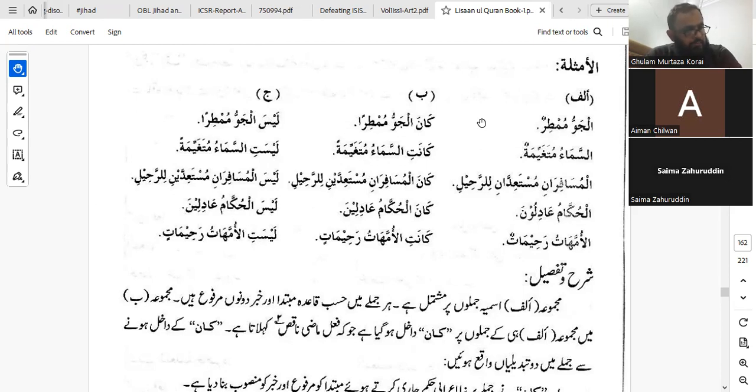Right, okay. ليس الحكام عادلين. ليس فعل ماضي ناقص, and الحكام is مرفوع بالضمة, and it's اسم ليس, and عادلين is منصوب بالياء قبلها كسرة, and it's خبر ليس. الأمهات رحيمات: مبتدأ مرفوع بالضمة, and خبر مرفوع بالضمة.